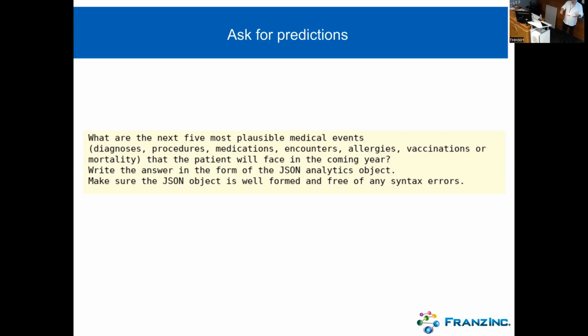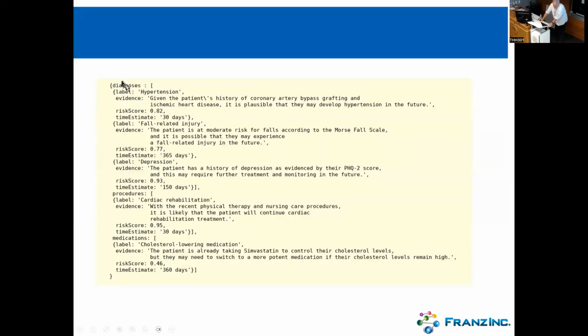But ChatGPT has read 36 million articles, which is more than you and I could ever read in 1,000 times. So there's so much knowledge in there that we can also ask about the same charts: predict what is going to happen in the next coming year. And here we then get a diagnosis of hypertension with the evidence and the reasoning.